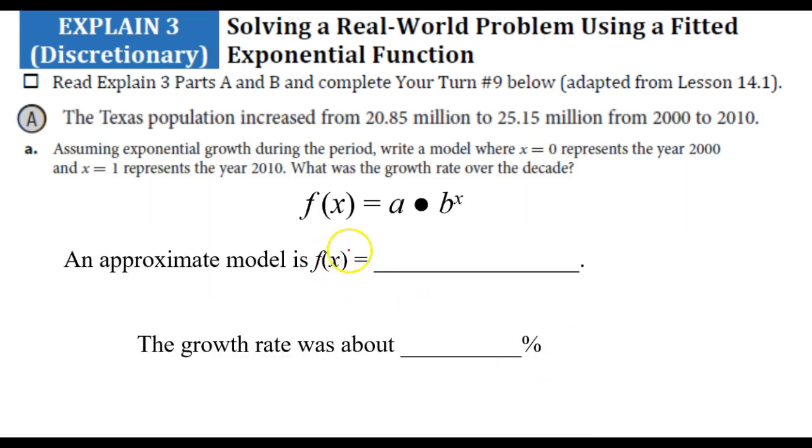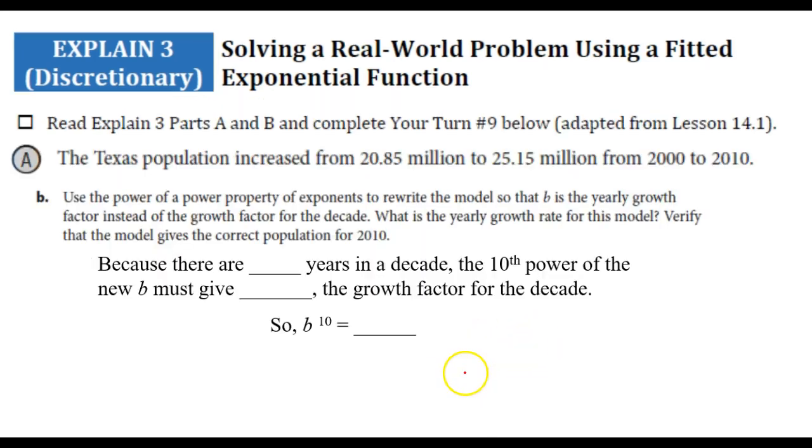We can now know that our function's going to be about 20.85 as our initial a value and our b value of 1.206 to the x power, which means that our growth rate was about that as a decimal, which we can change to a percent by multiplying by 100. So go ahead and try that out. And if you did that, that would be about 20.6%. All right, let's move on to part B.